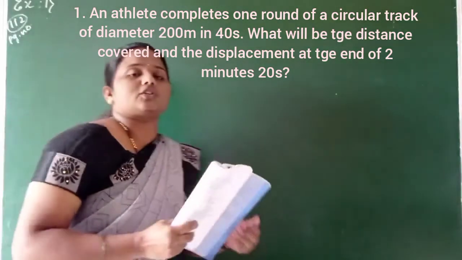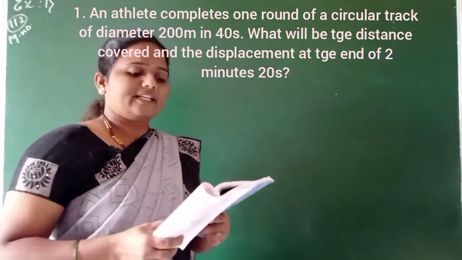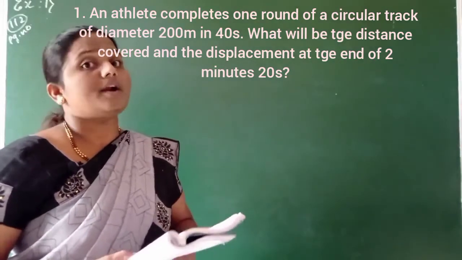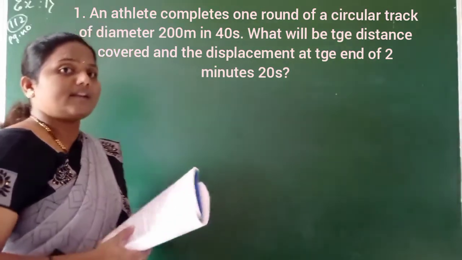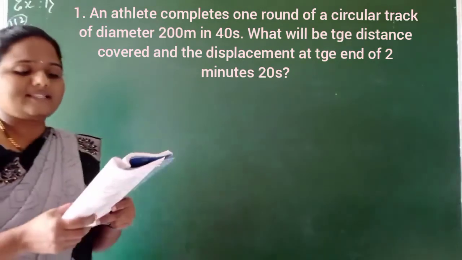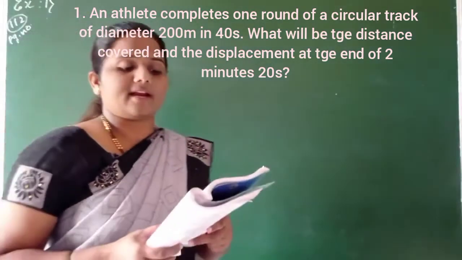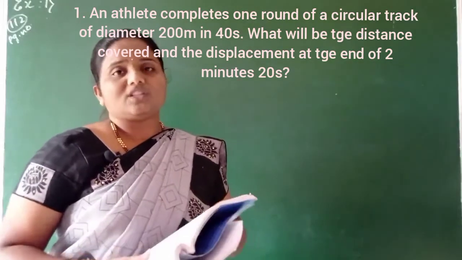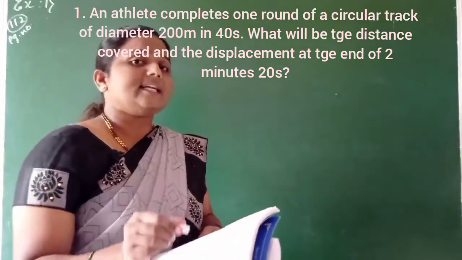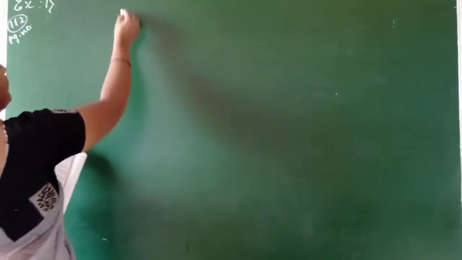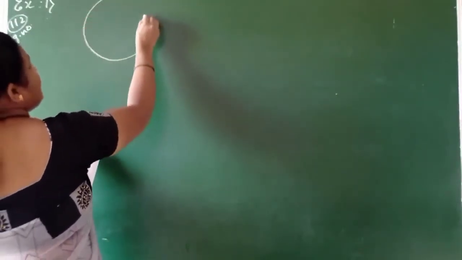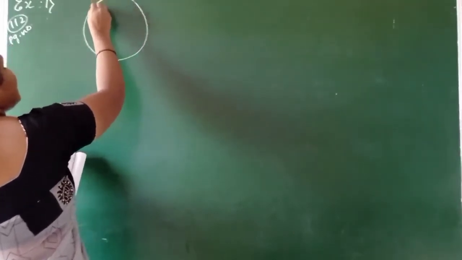What is the first question? An athlete completes one round of a circular track of diameter 200 meter in 40 seconds. What will be the distance covered and the displacement at the end of 2 minutes 20 seconds? So, children, here an athlete is making a complete one round, means this circular round he is making, means this path he is completing.